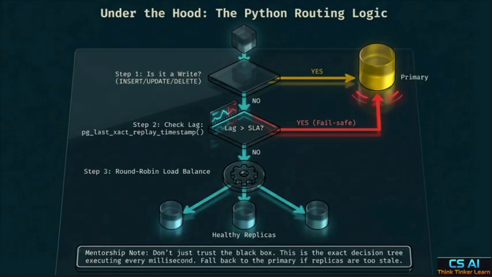Every millisecond, the router follows a strict decision tree. Step 1. Is it a write? If yes, it goes straight to the primary. Step 2. If it's a read, check the lag. Using functions like pg_last_xact_replay_timestamp, we check if the replica is too stale. If the lag exceeds our SLA, we fail safe back to the primary. If the lag is acceptable, we move to step 3 and load balance the query across healthy replicas.